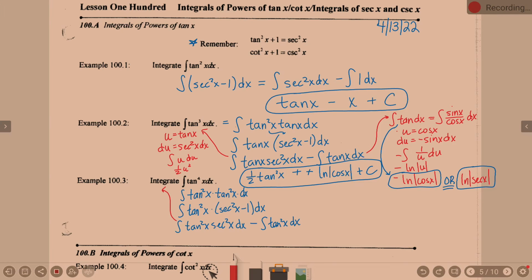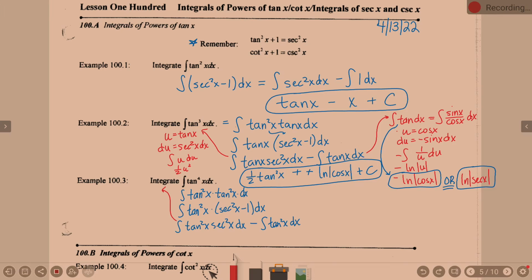So what do I want to make u? Well, we don't know the derivative of tangent squared x. It's not going to be an easy thing. So we should probably make u secant squared x? No, just tangent. There are four different options. And here's the deal, guys.